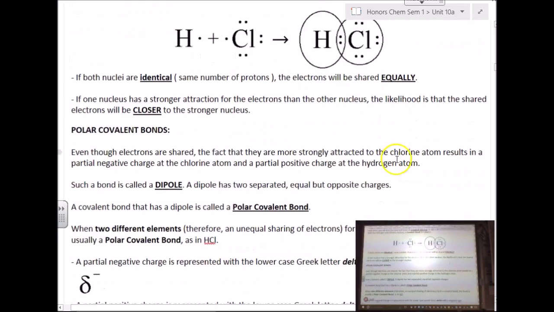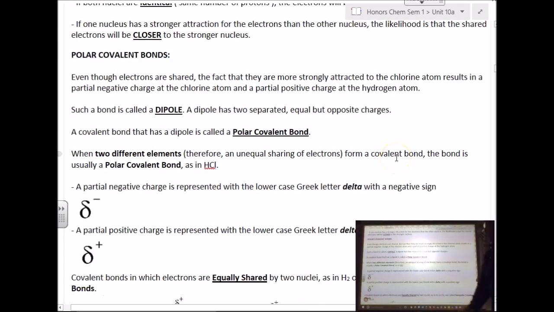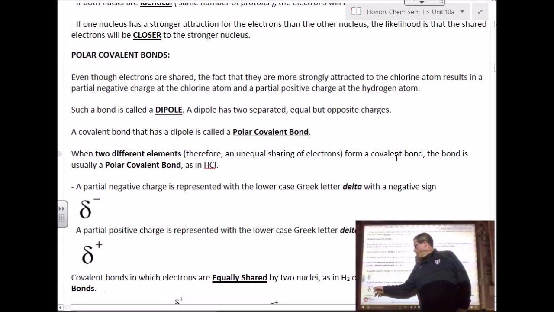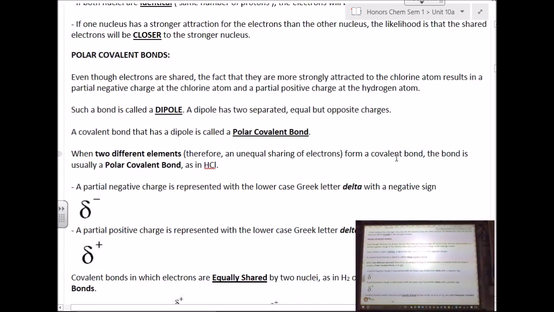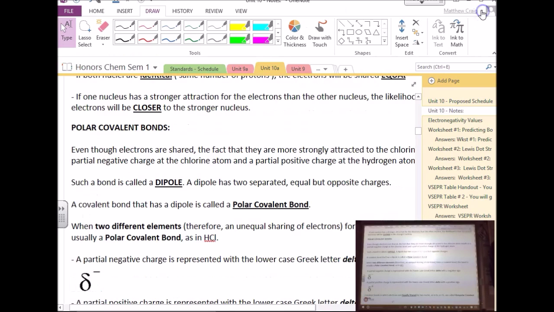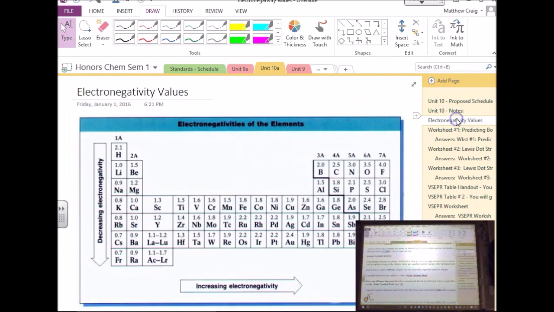And there's a funny looking symbol down here. These symbols here actually represent the partial positive and partial negative charge associated with the proximity of the electrons to the other atom. Now, you don't have to memorize who has the greater electronegative values because I'm going to give you a table. And that table is right here.